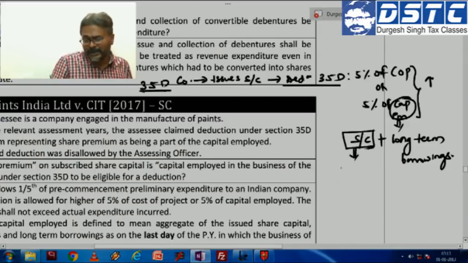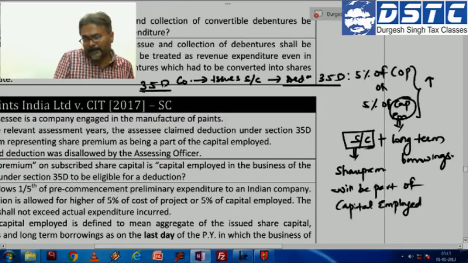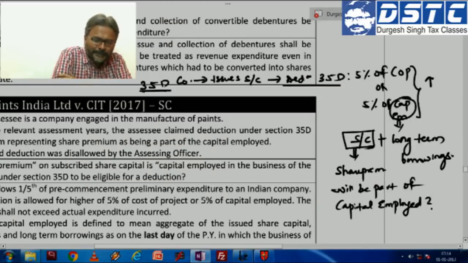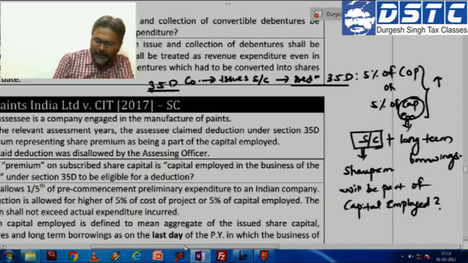Very important judgment. So whether share premium will be part of capital employed, this is the issue under consideration. And as I told you, the answer is no. So here, in the case of Berger Paints India Limited, 2017 Supreme Court, what does it have to say? Quickly have a look.